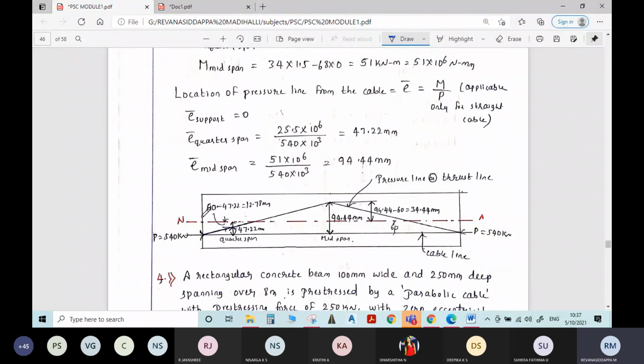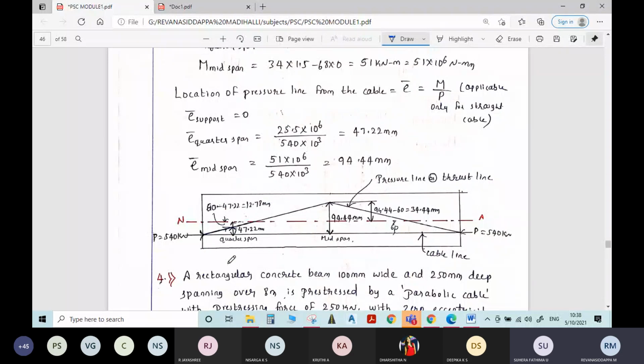The total depth of the beam is given as 120, so half of the depth is 60. 60 minus 47.2, if you do, you will get 12.78 mm. Sorry, the cable eccentricity is given as 60 mm. 60 minus 47.2 gives the distance from the neutral axis. Even if you do not write this, no problem, if you don't get confused.